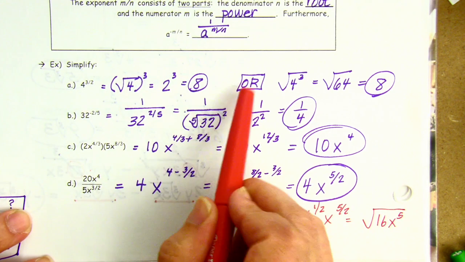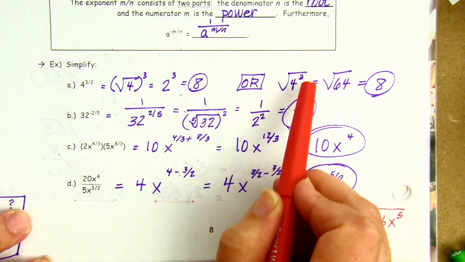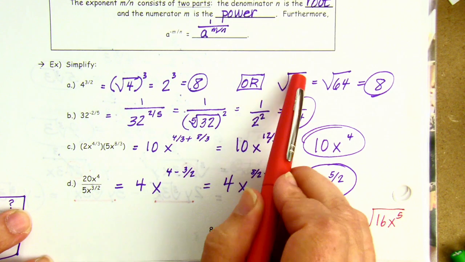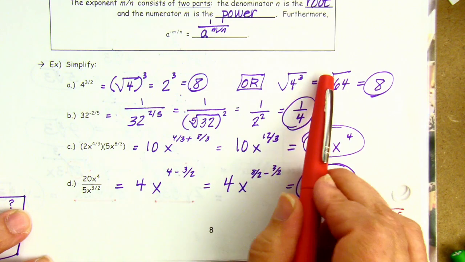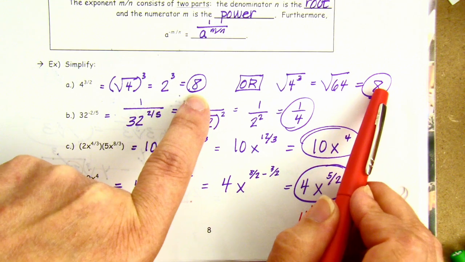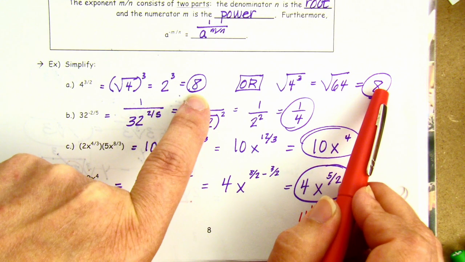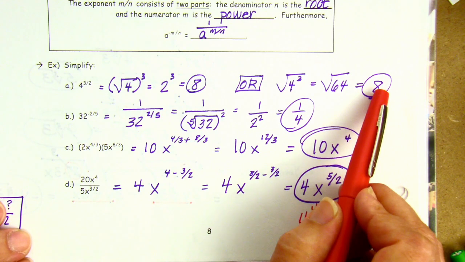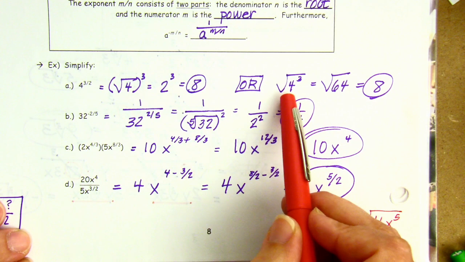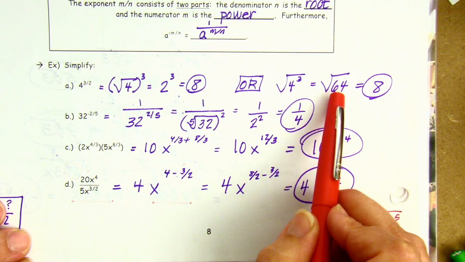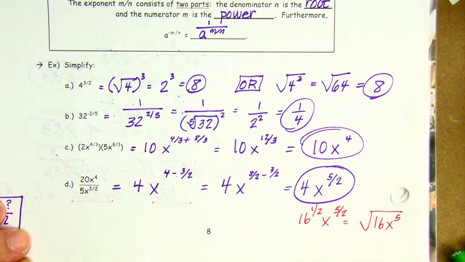You could work it the other way. You could put the cubing on the inside. This is the square root of 4 cubed. Cube of 4, you get 64. The square root of 64 is 8. Either way, you get the same answer. But I will say that I personally like to work with smaller numbers than larger numbers. And 4 was a small base raised to the 3rd power, so this number didn't get so large. But these can get quite large if you put the exponent on the inside of the radical and do it that way.